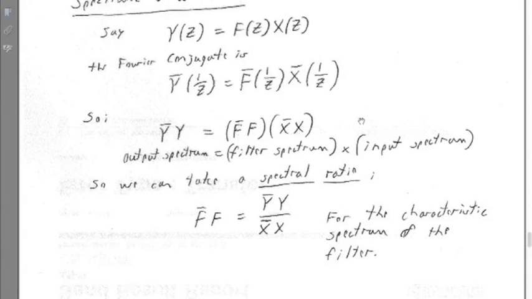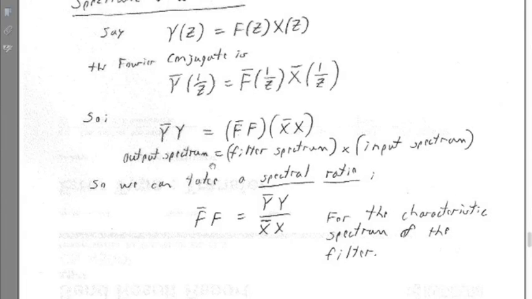Now, if we want to get the spectrum of y, the spectrum of f, the spectrum of x, we have to take the complex conjugate of everything. The complex conjugate of y of z is y conjugate of 1 over z. The complex conjugate of f of z is f conjugate of 1 over z. The complex conjugate of x of z is x conjugate of 1 over z. And so y conjugate y, which we know is the spectrum of the output y, multiplying this all out, is just f conjugate f times x conjugate x. Very simple.